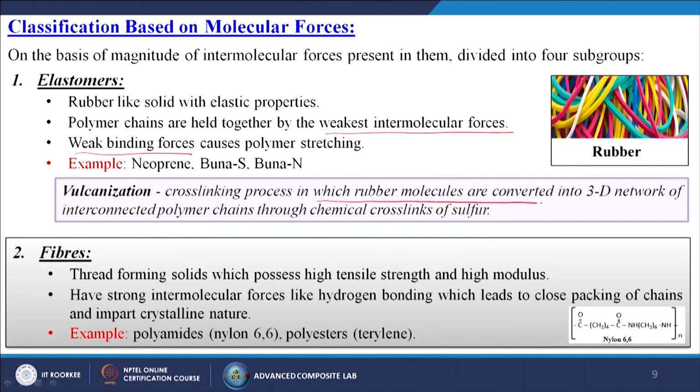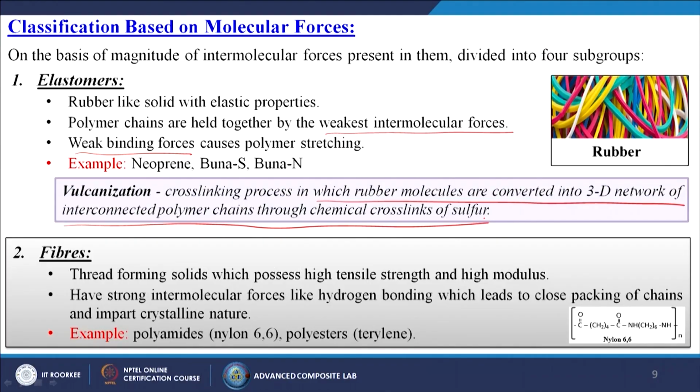Generally, when we are using this kind of elastomers, we are adding some fillers or maybe some kind of additives. Say for example for the tire, we are adding natural rubber with the styrene butadiene rubber. Then how does this generally take place? The term is called vulcanization. What is vulcanization? Generally a cross linking process in which rubber molecules are converted into a 3D network of interconnected polymer chains through chemical cross linking with sulfur. Here we have given only the sulfur, generally we are doing the vulcanization by hydrogen peroxide also. So, simply, in between the polymer chains we are making the cross linking and we are making this kind of materials.